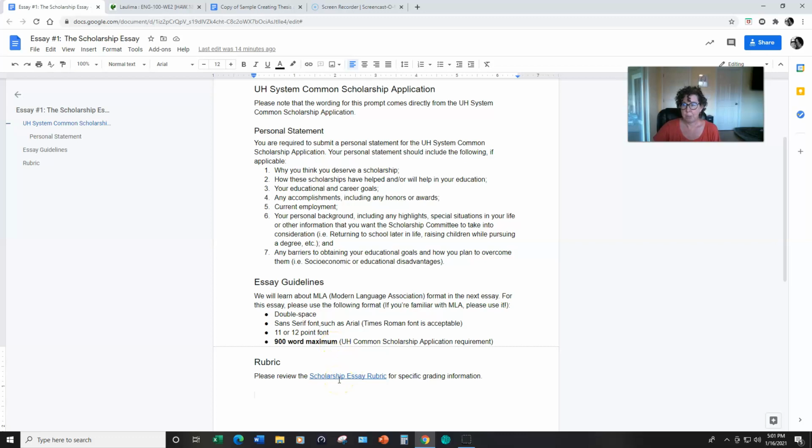Here is the rubric to show how I will grade this essay, so you should read that over before you begin the assignments related to this essay.